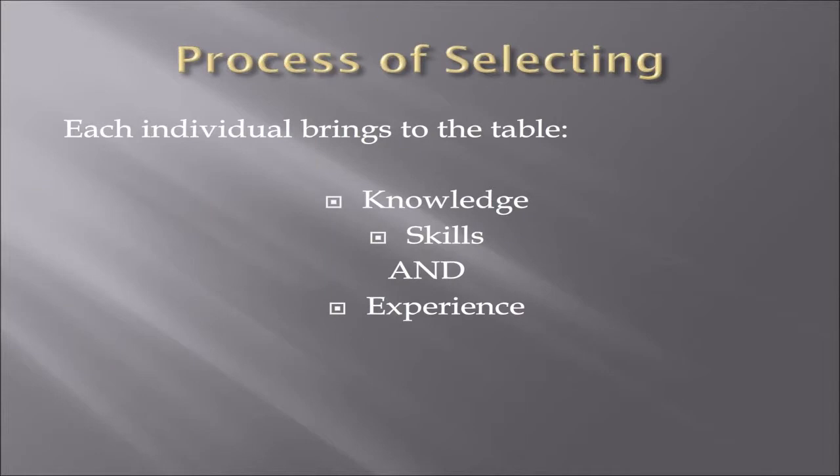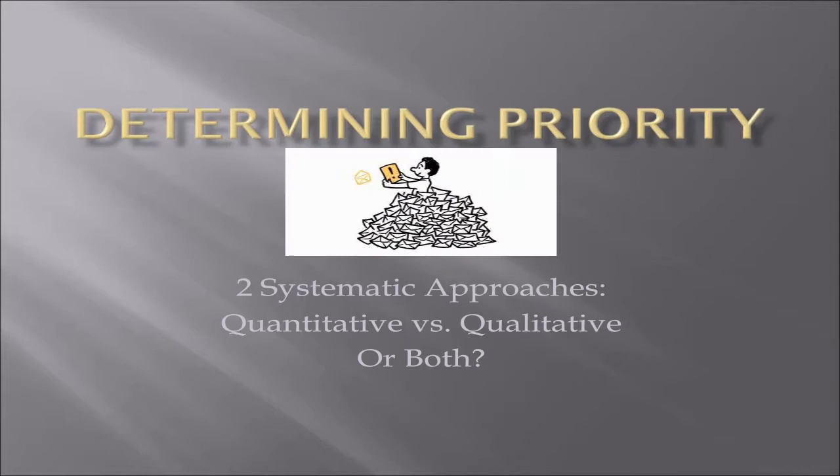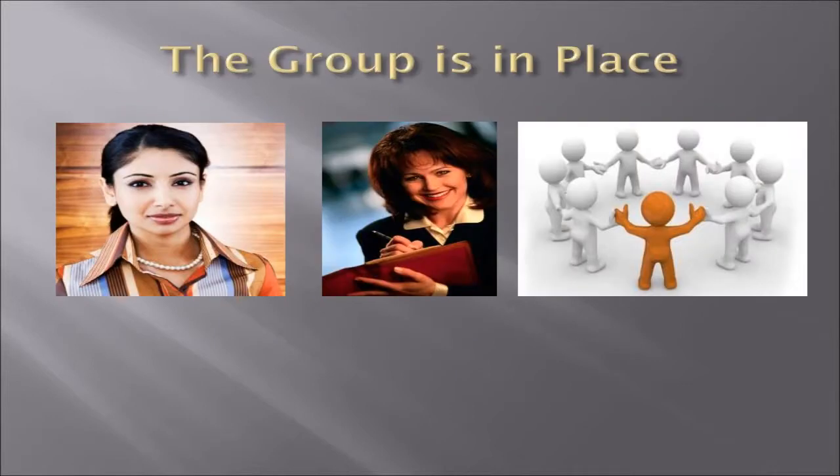In the process of selecting individuals, keep in mind that they bring to the table knowledge, skills, and experience. Now that they have their ad hoc team in place, Tara and Mary are ready for the next step, choosing a systematic approach for prioritizing those program ideas. There are two systematic approaches, quantitative versus qualitative, or both, when determining priority. Now that the group is in place, what's next?